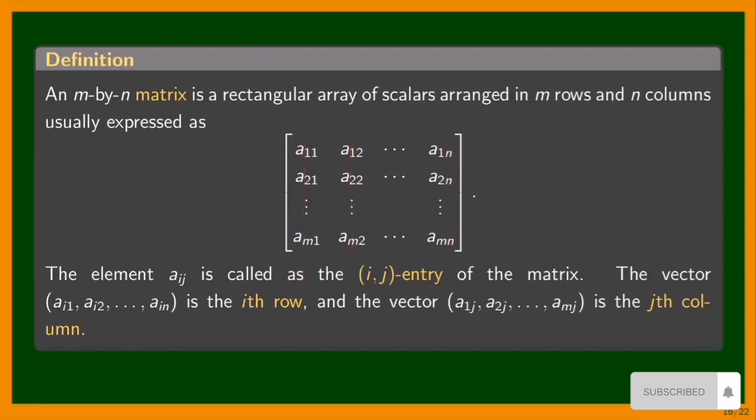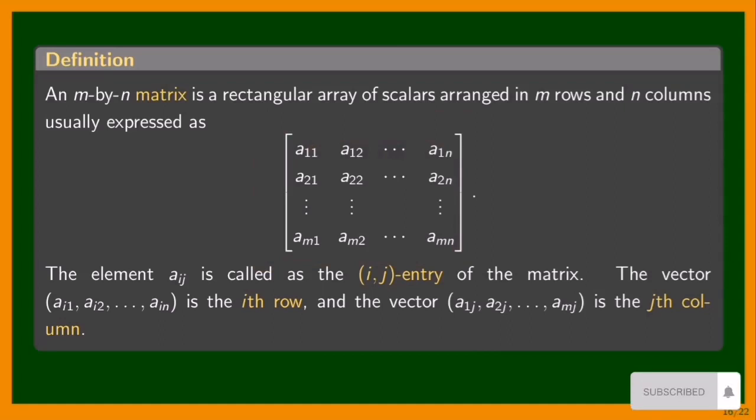Again, you see that the representation uses two subscripts. The first subscript represents which row. This is the first row, second row, mth row. The second subscript represents which column: first column, second column, nth column. Now, the element A12, for example, is called an entry, or these are called the entries of the matrix. More specifically, Aij is called the ij entry of the matrix.